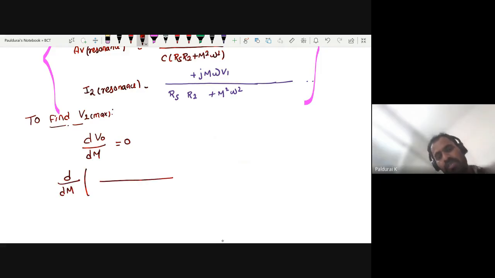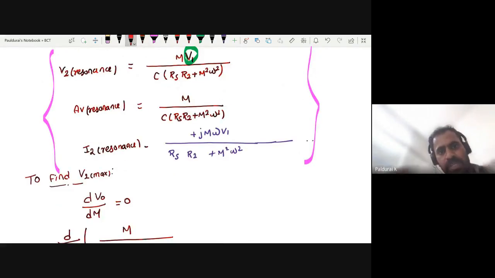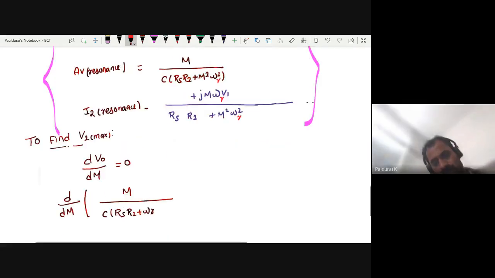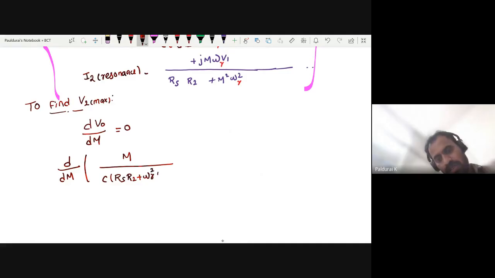Nothing but V2. At resonance, V2 is given by M divided by C times Rs R2 plus ω_R squared M squared. Please make a note: at resonance, the ω becomes ω_R, because everything is at resonance. So this is ω_R. So you want to differentiate the voltage at resonance to get the maximum voltage.